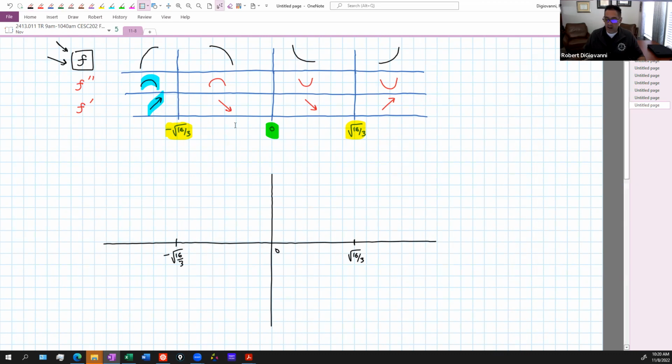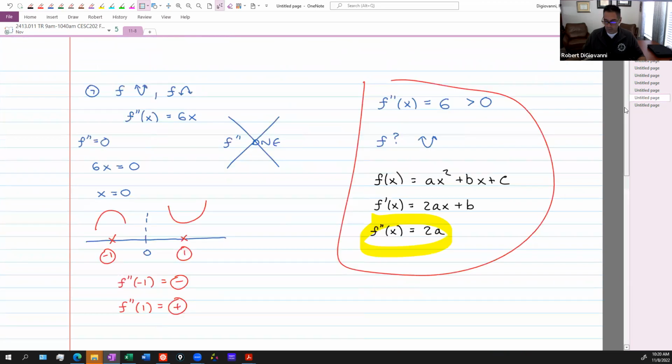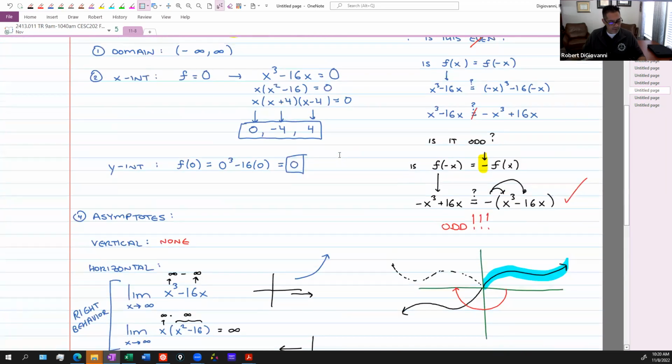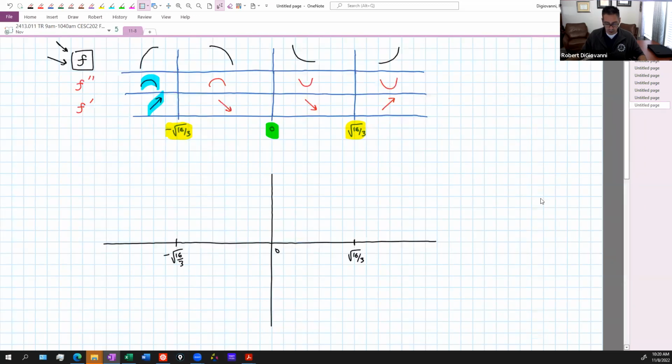Let's go back to the beginning. First step, domain. I know that my picture goes in both directions forever. Second step, x-intercepts at 0, negative 4, and 4. Let's go put them on the graph. 0's here. 4, remember this number? This was like 2 point something, right? So 4 is over here. Negative 4 is over here.